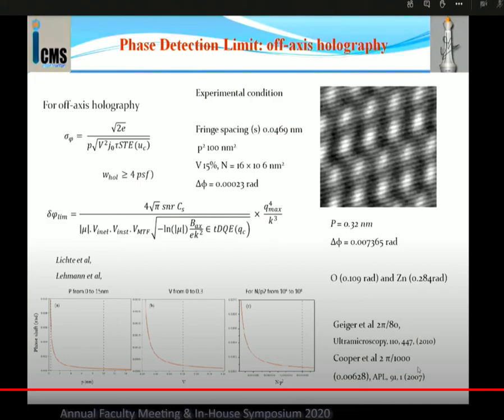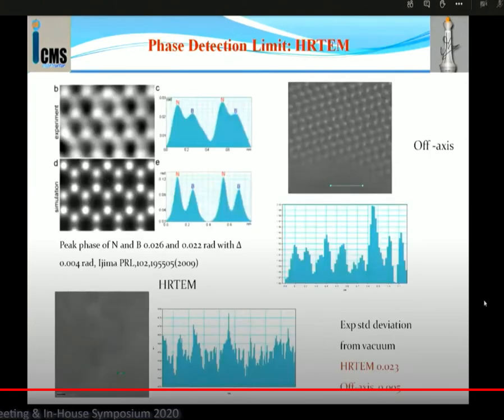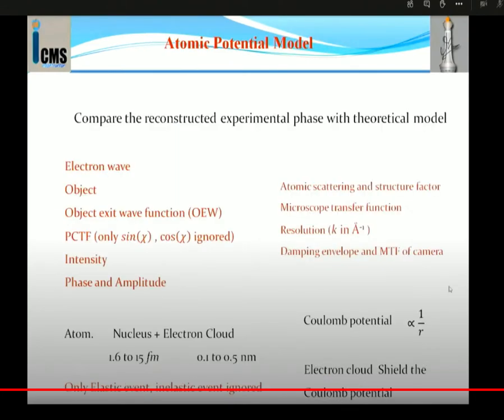Sure. So Cooper et al. reported 2 pi by 1000. But none of them have used the double prism or aberration-corrected microscope, and their numbers are also not better than ours. And the phase detection limit in the case of HRTEM is not discussed, except in Ishizuka's paper, with a peak phase value of boron nitride of 0.022 and a difference of 0.004. Anyway, I will not go through much on that.